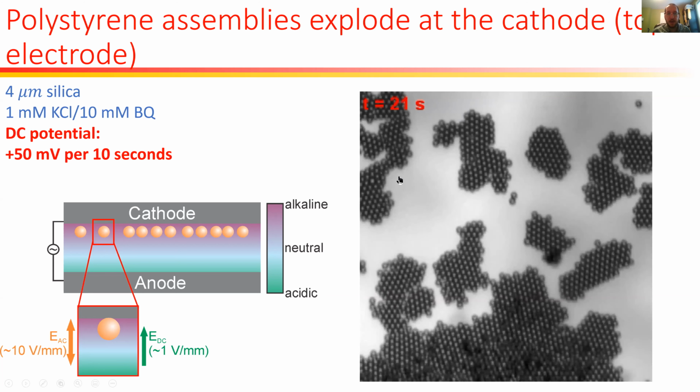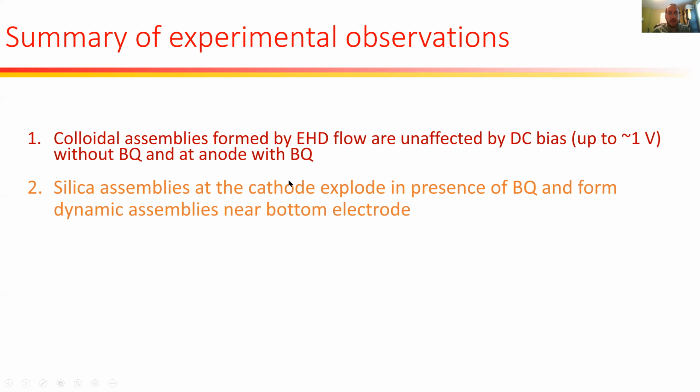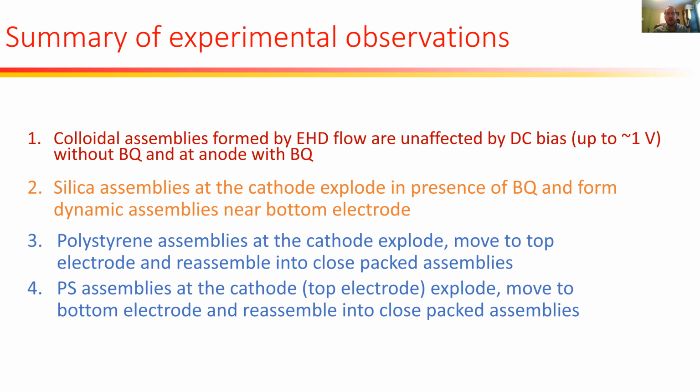So let me summarize our observations. We found that our colloidal assemblies formed by EHD flows are unaffected by DC bias up to 1 volt, so within our electrochemical window of water, without benzoquinone, and they're also unaffected if we have them at the anode with benzoquinone. Silica and polystyrene assemblies both explode at the cathode in the presence of benzoquinone, and the polystyrene moves from the cathode all the way up to the anode and actually reforms assemblies. And then polystyrene assemblies at the cathode explode and move to the bottom electrode.